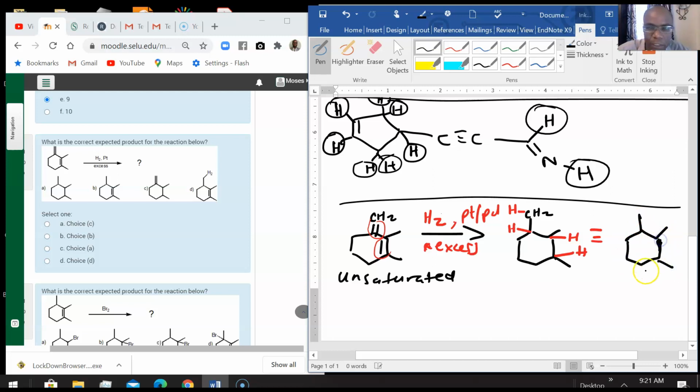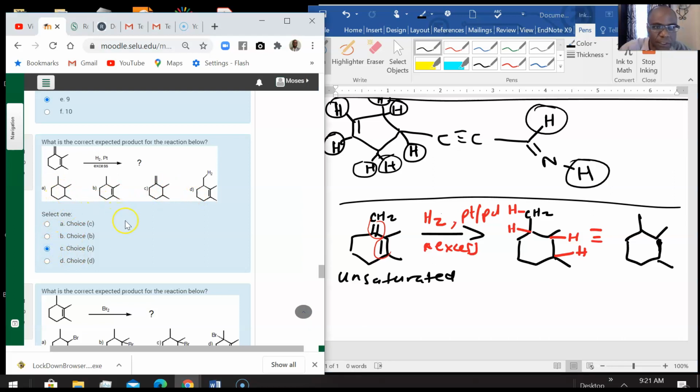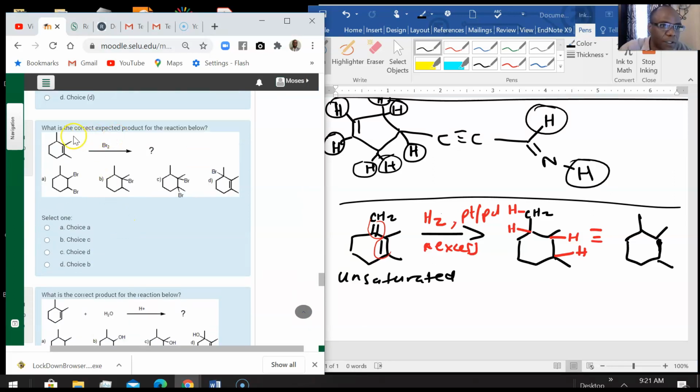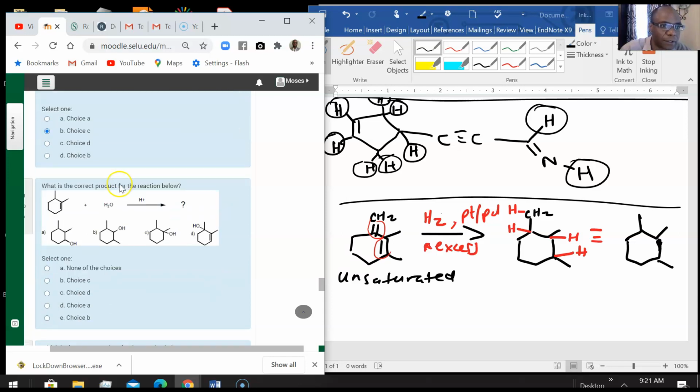That's how it will look. And which option is that? I can see it's choice A. Okay, it's choice A. Here you add the Br across the double bonds, you lose the pi, so the answer should be choice A. No, not choice A, because you have to keep the metal, so the answer should be choice C. Tricky. Choice C, because all you're doing is adding Br across the pi bond, losing the pi.